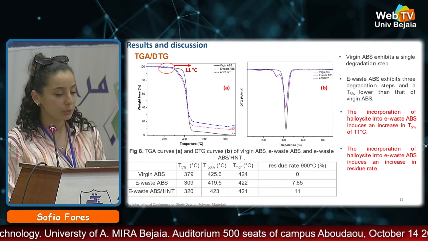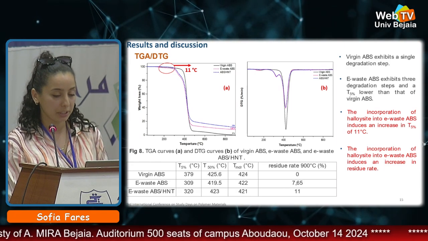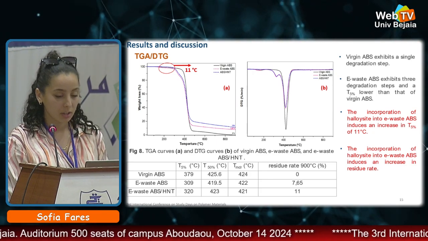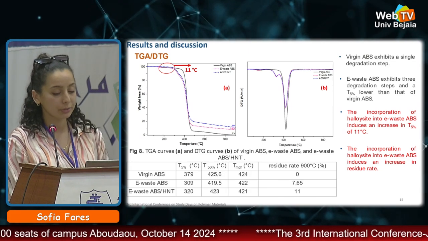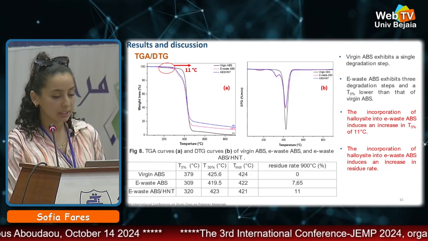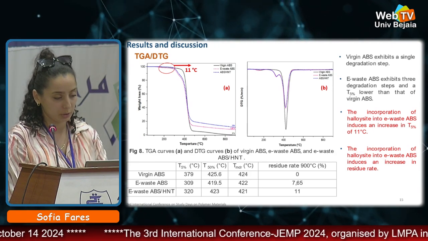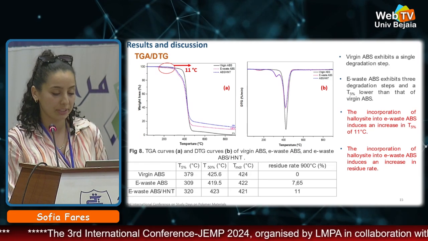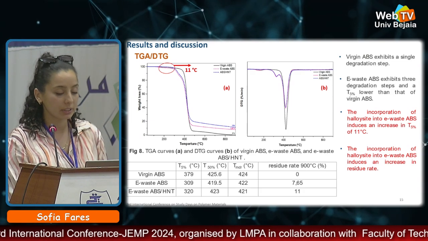E-waste ABS exhibits 3 degradation steps, which can be explained by the presence of some additives. And E-waste ABS is less thermally stable than virgin ABS because of its degradation by chain scission. The nanocomposite exhibits better thermal stability than the neat E-waste ABS, because the tubular structure of halloysite acts as a physical barrier, limiting the diffusion of volatile degradation products and slowing thermal degradation.